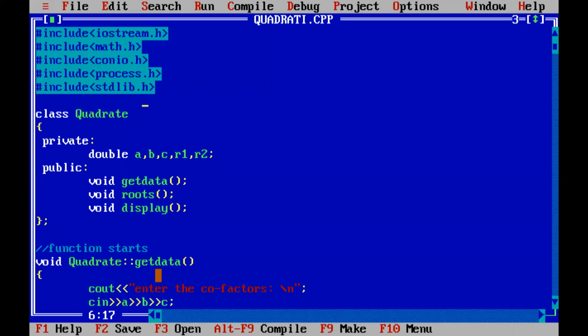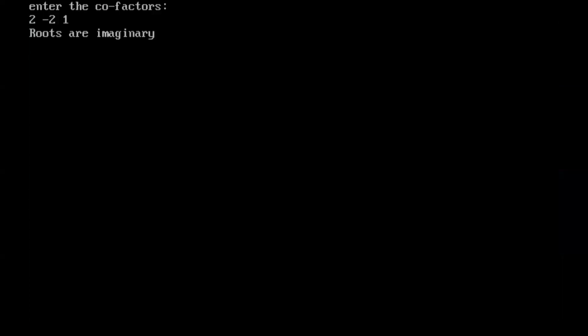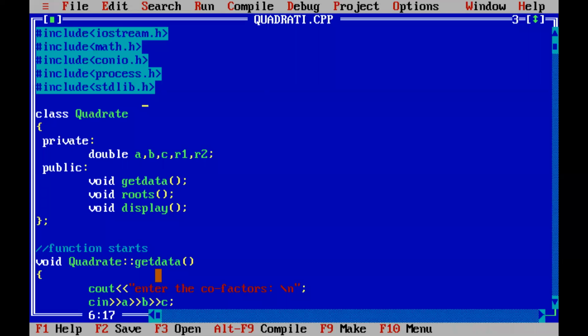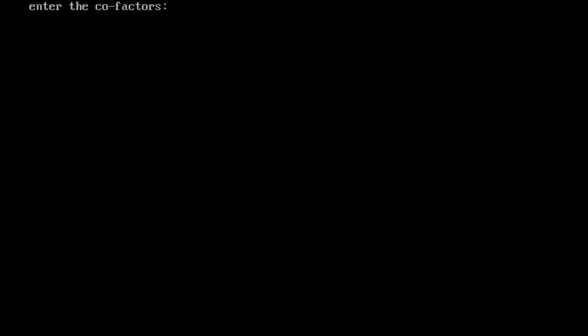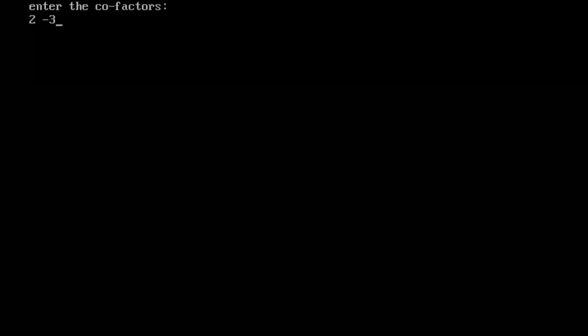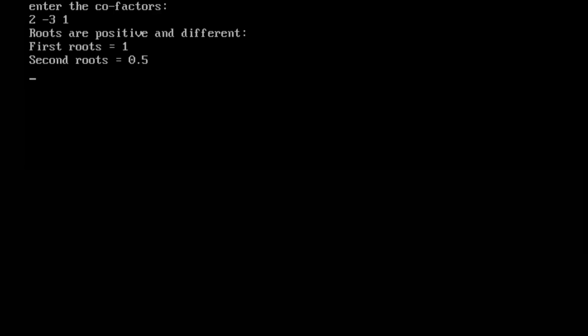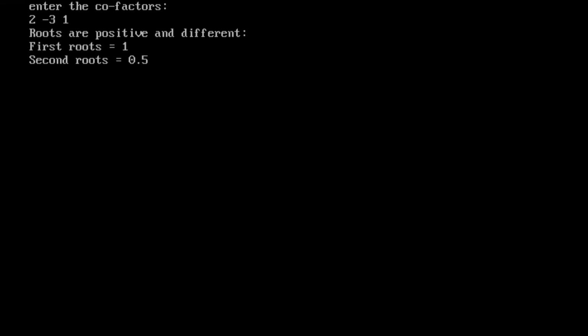So what did happen? Here the roots are imaginary. Why are the roots imaginary? Because d is equal to minus 1. For this reason the roots are imaginary. Again I'm going to run this program for positive roots. Okay, 2, minus 3 and 1. Here roots are positive and different, and the first root is 1 and the second root is 0.